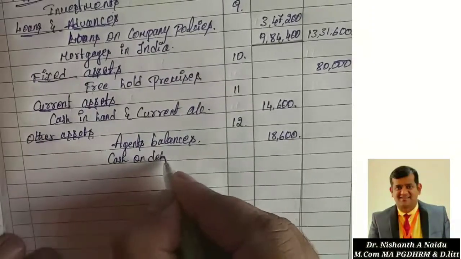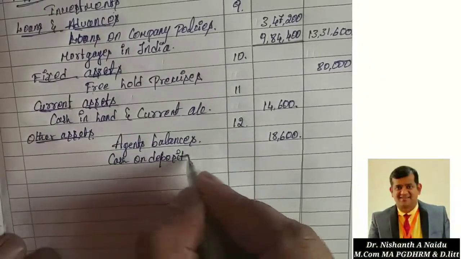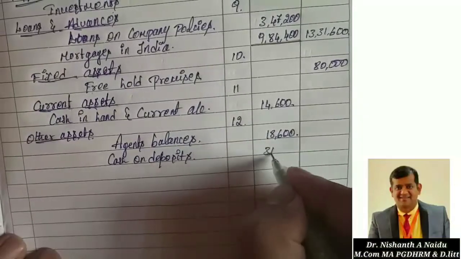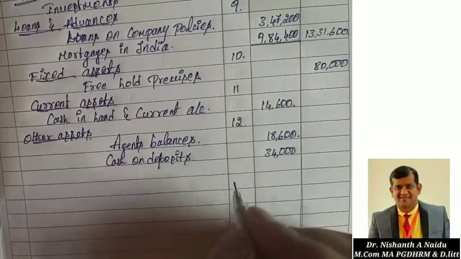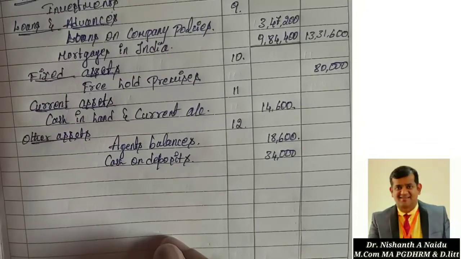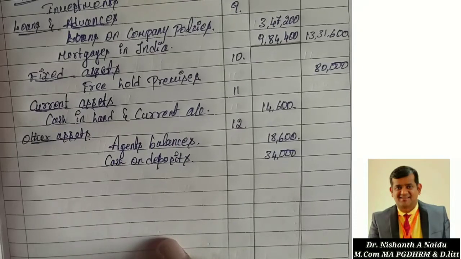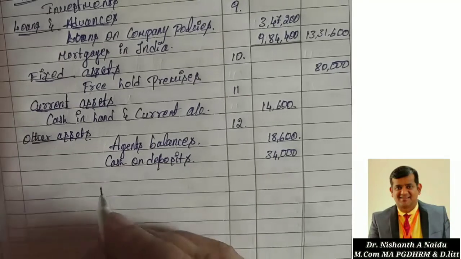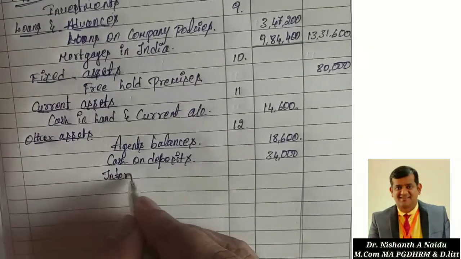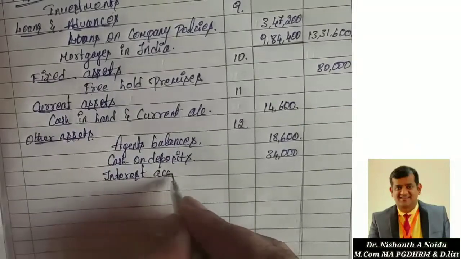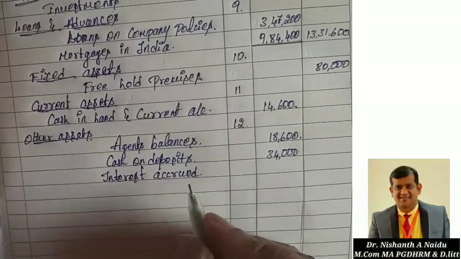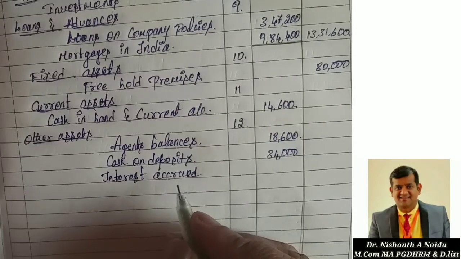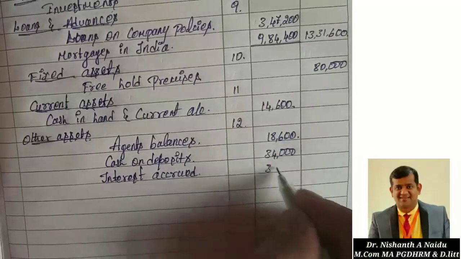Cash on deposits. So that is also marked as other assets. So how much cash on deposits? 34,000 rupees. Correct. Cash on deposits. 34,000. So done. Then you have interest accrued. That is in your adjustment. Interest accrued also comes under other assets. So how much interest accrued you have? 38,600. So write down 38,600.